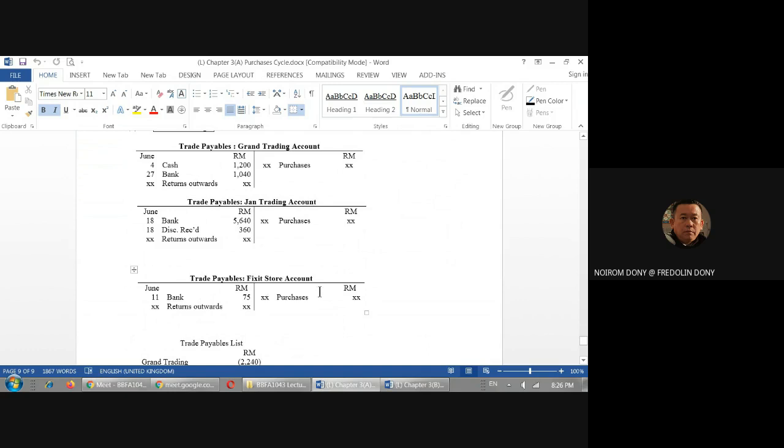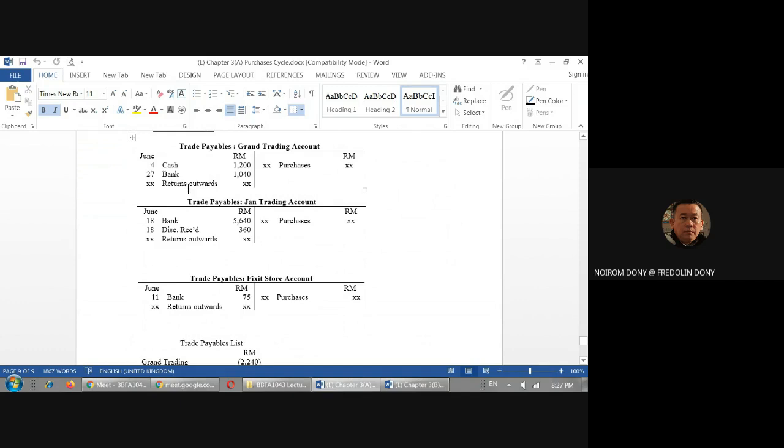Okay, so now these are the possible entries that you could have in an individual trade payable. That is none other than credit purchases, payment by cash, payment by bank, and then returns outwards. These are the only transactions that we have in the trade payable.